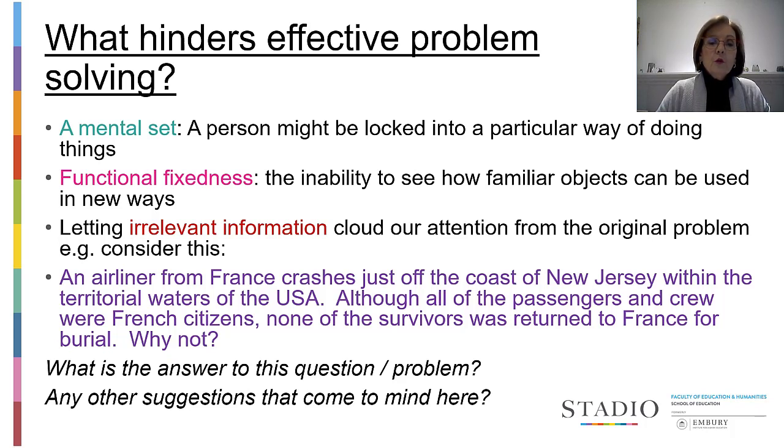And one of the issues is called a mental set, where a person might be locked into a particular way of doing things because of the way in which they've done things in the past. So the situation might be very similar, and so they go about it in a similar way to a past situation. So the example I want to give you there is if, say, you're using a vacuum cleaner, for argument's sake, and you find the vacuum cleaner stopped working.